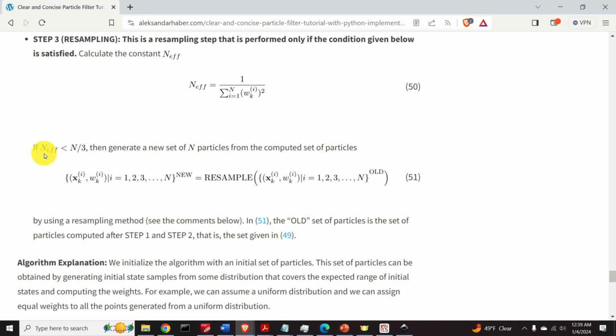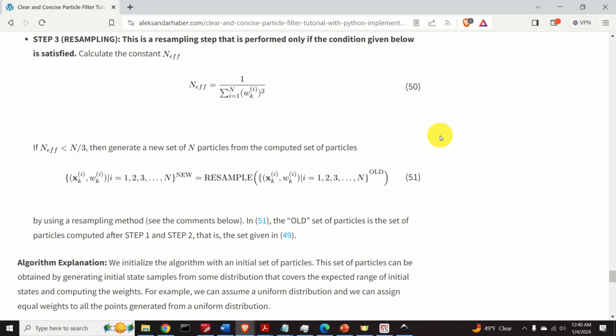In step 3 of the algorithm, if this condition is satisfied, then we need to resample our particles. Here is the main reason for resampling. Namely, it often happens that after several iterations of the particle filter algorithm, we will have one or only a few particles with non-negligible weights. This means that most of the weights of the particles will have a very small value. Effectively, this means that the weights of these particles are equal to 0. This is the so-called degeneracy problem in particle filtering.